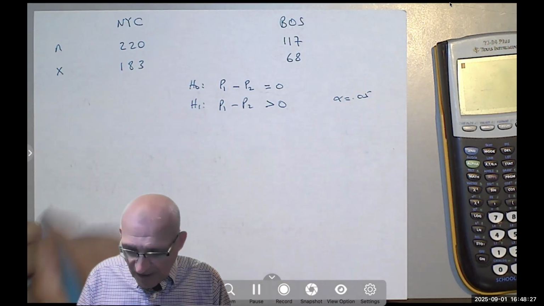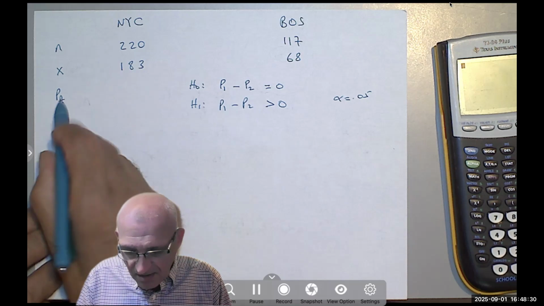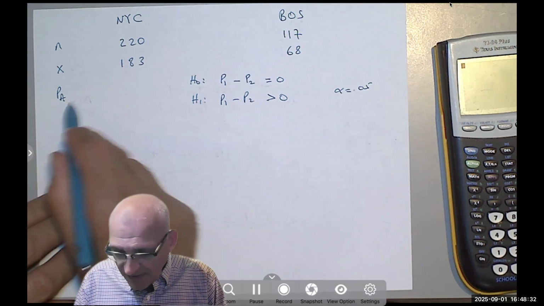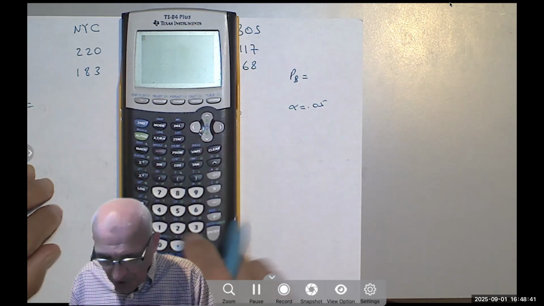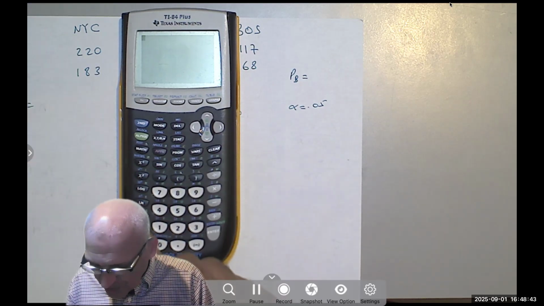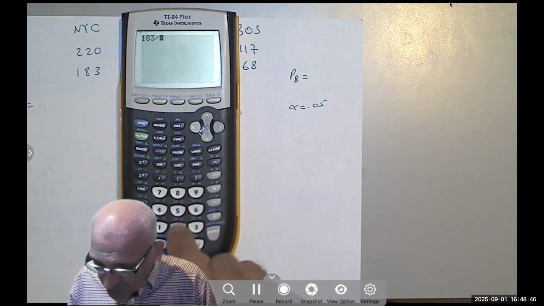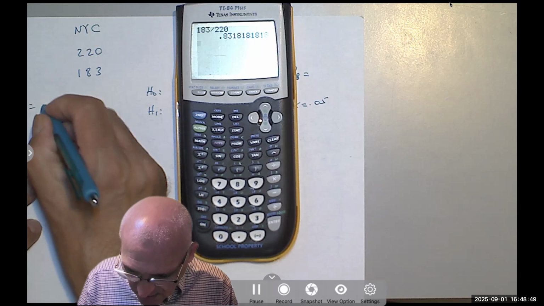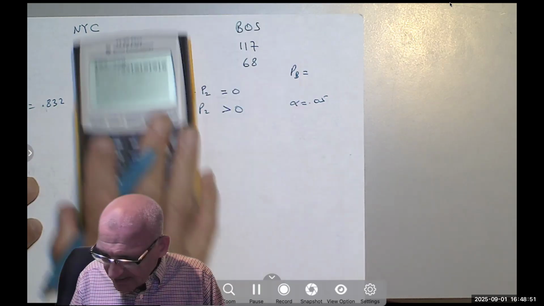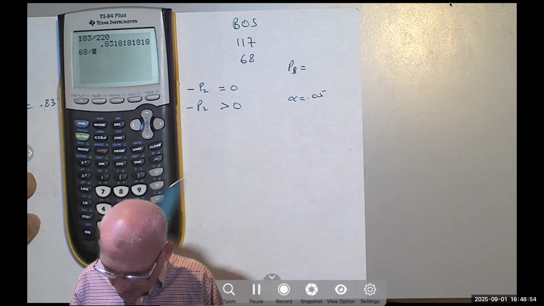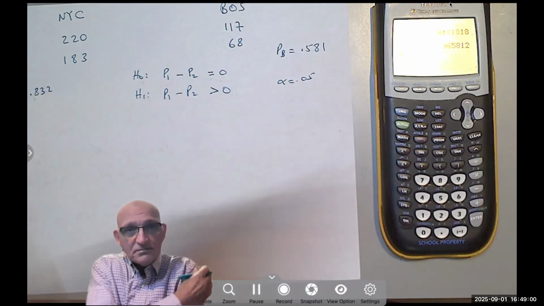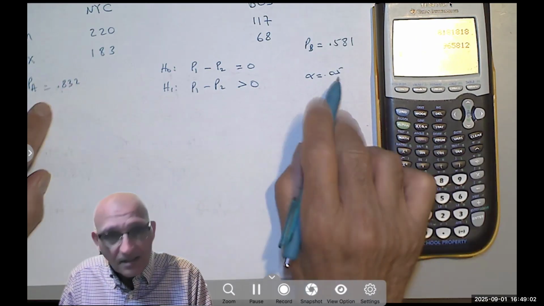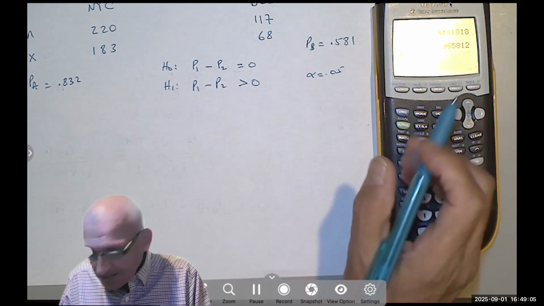So what do I need to do? I want P sub A, which is the proportion of people in New York City wearing seat belts, and P sub B for Boston. So for New York City, no, I divide by 220, not 200. I'm sorry. 183 over 220 is 0.832, roughly. And that in Boston is 68 over 117. It's 0.581. It looks big, right? But we are going to see.